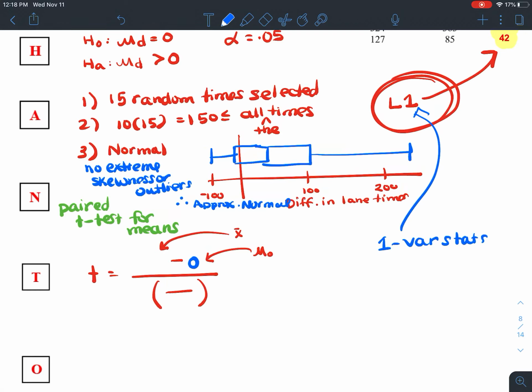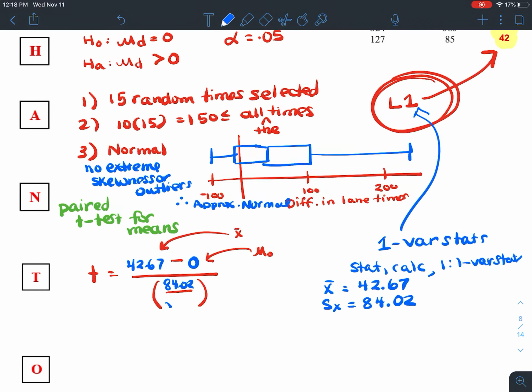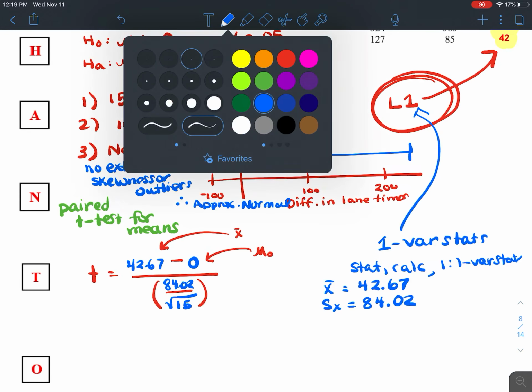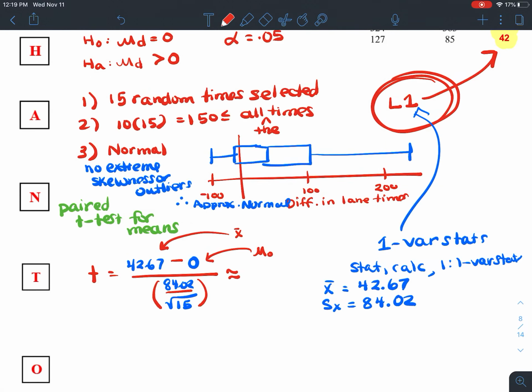You're going to press the stat button, go to the calculate menu, and pick option 1, variable stats. When you choose that, it should tell you that the sample mean time here is 42.67. The other thing you're going to want to grab from that screen is the sample standard deviation. We need to use that down here in our formula, over the square root of your sample size, which is 15. This comes out to a t-score of 1.97.